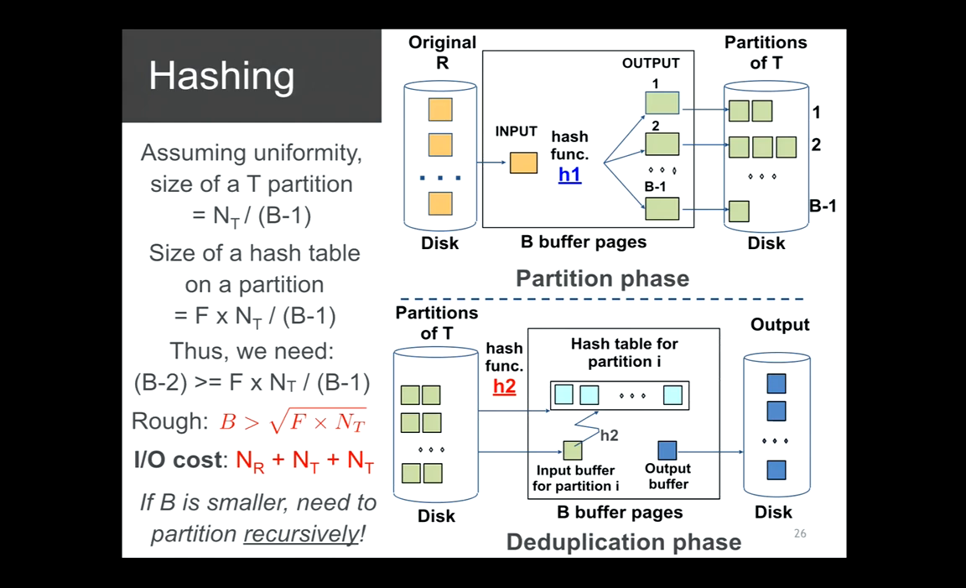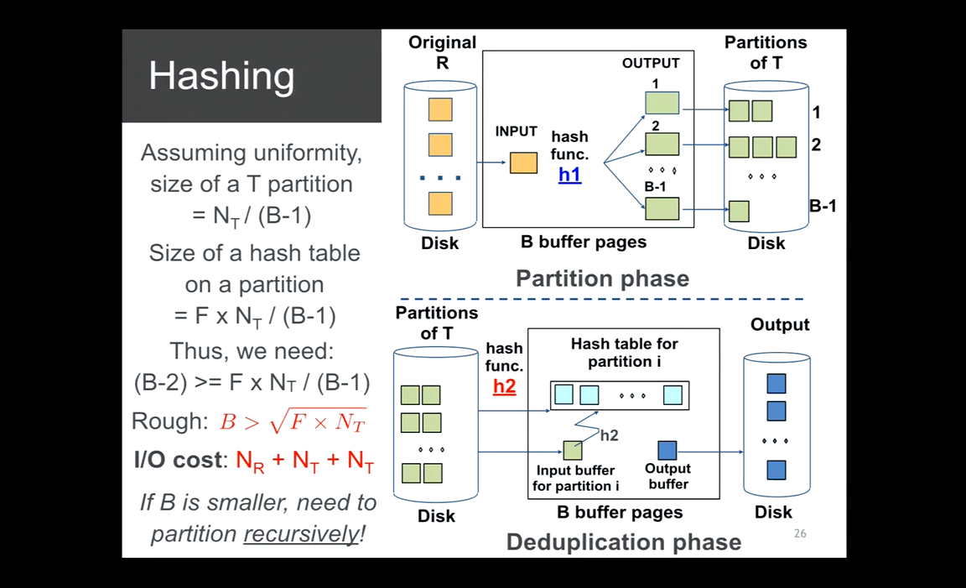That means you have split up file T into a huge number of small partitions. At that stage, it's almost always the case that that subpartition of a partition of T will fit in memory as a hash table. So for that one step of recursion, all you need is NR and NT, and then to recurse the partition phase, you read NT again, and you write out NT again. So the recursive step basically increases this IO cost by 2NT. Okay, so that's how you do a hashing-based project.